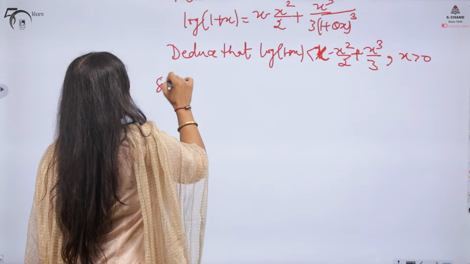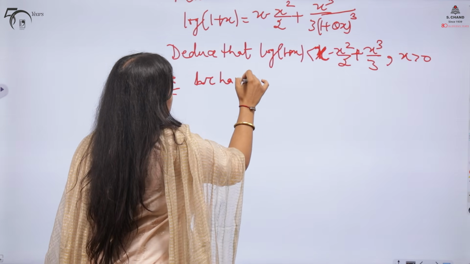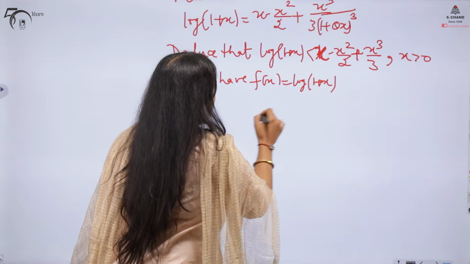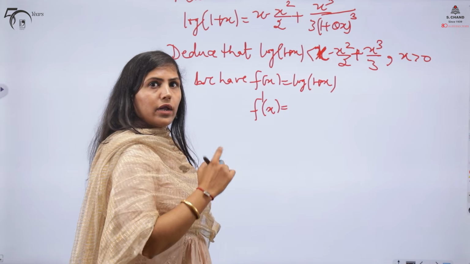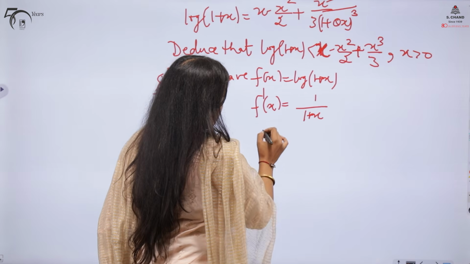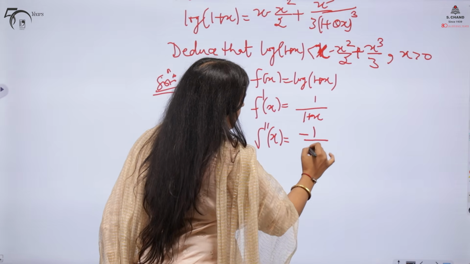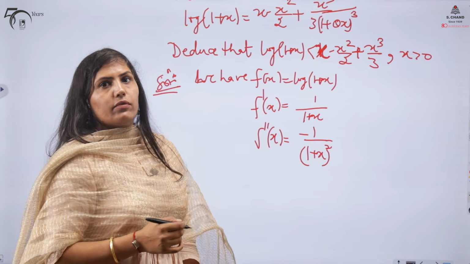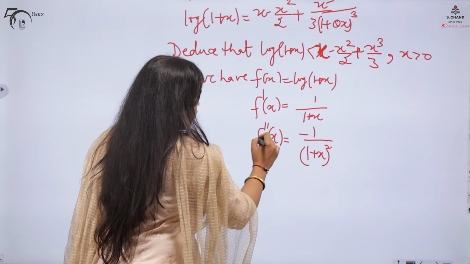So, solution. We have f(x) equal to log of 1 plus x. First, because we need derivatives, take the first derivative. The log derivative is 1 plus x in the denominator, and the derivative of 1 plus x will be 1 only. Now, take up the second derivative. The second derivative will be minus 1 upon 1 plus x square, because this is a linear function. 1 upon x derivative we write as minus 1 upon x square, the same way I have written, no need to use the quotient formula.